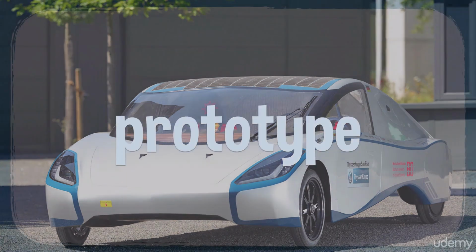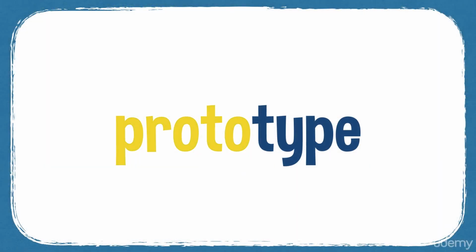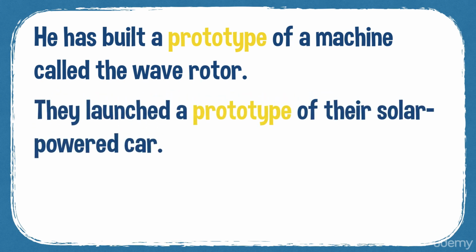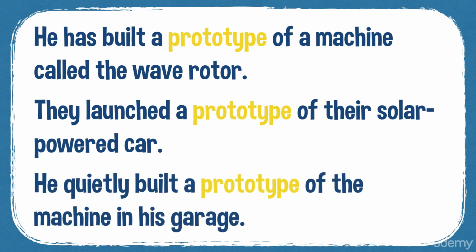It's a prototype. The word proto, again, it's Greek. It means first, or the first type of something. So prototype is the first type of a machine or a device. He has built a prototype of a machine called the Wave Rotor. They launched a prototype of their solar-powered car. He quietly built a prototype of the machine in his garage, or garage, as some people pronounce it.